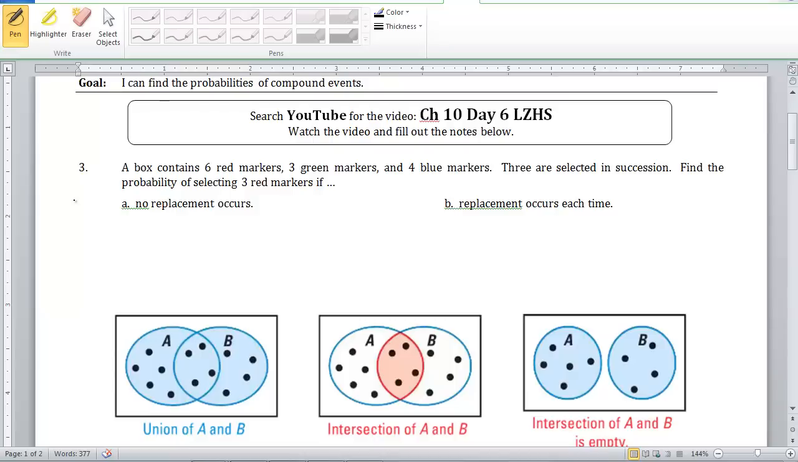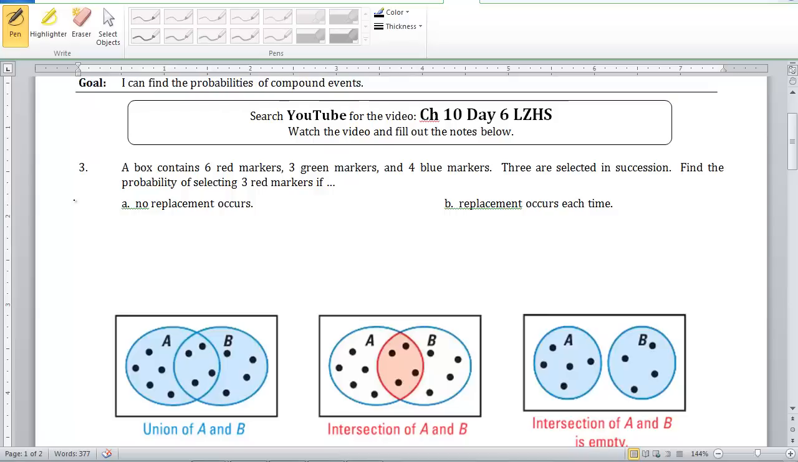In this video, you will learn how to find the probabilities of compound events. To begin, let's review how to do probability. In the first example, it says a box contains 6 red markers, 3 green markers, and 4 blue markers. 3 are selected in succession.